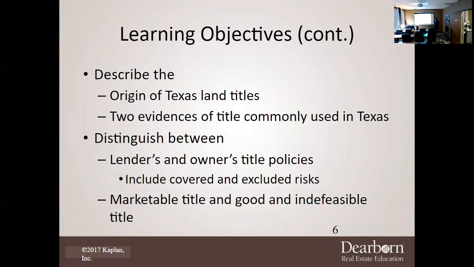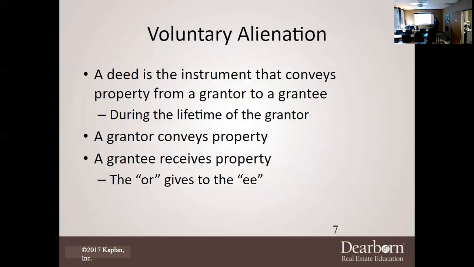We'll further describe the origin of Texas land titles, the 2 evidences of title commonly used in Texas, and distinguish between lenders and owners' title policies, including covered and excluded risk, marketable title, and good and indefeasible title.